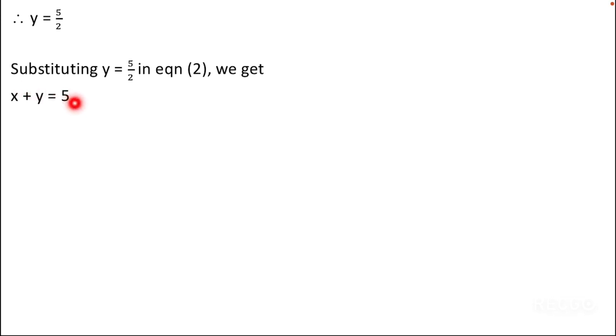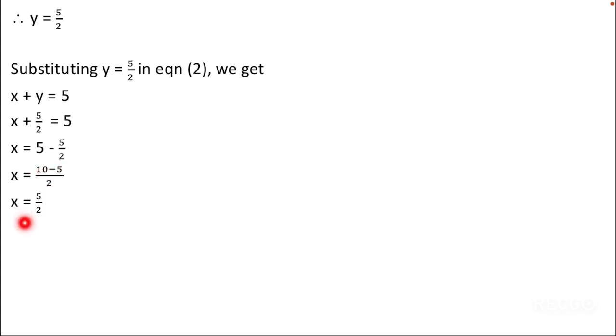So we will substitute y is equal to 5 by 2 in any of the previous equations. So this is our equation, x plus y is 5. So we get x plus 5 by 2 is equal to 5. So we get x is equal to 5 minus 5 by 2. Now we will do the cross multiplication. So when we do the cross multiplication, we get 2 into 5 minus 5 into 1 upon 2. So we get 10 minus 5 upon 2. So we get our x as 5 by 2.